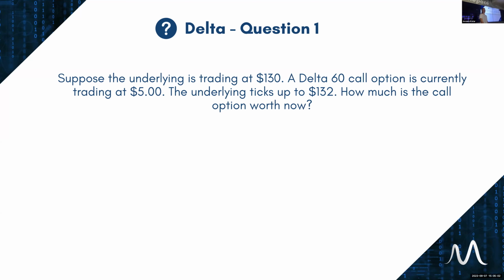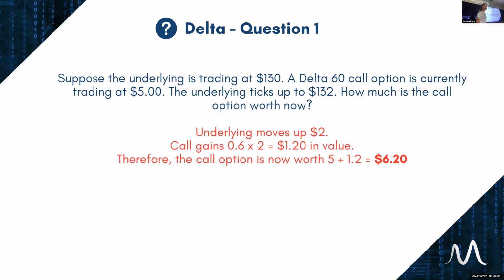$6.20. Yeah. How did you get that? It made up $2, like it's 60 cents each. Yeah, $1, so like $1.20 plus $5. That's it. Perfect. So for every $1, you gain 60 cents. So for $2, you gain $1.20. So your option would be worth $6.20. Anyone have any questions about this?